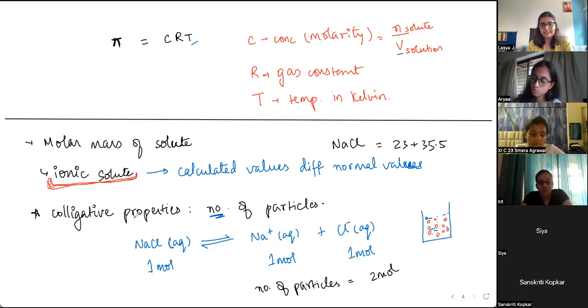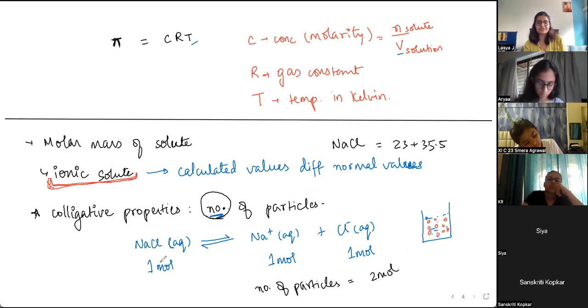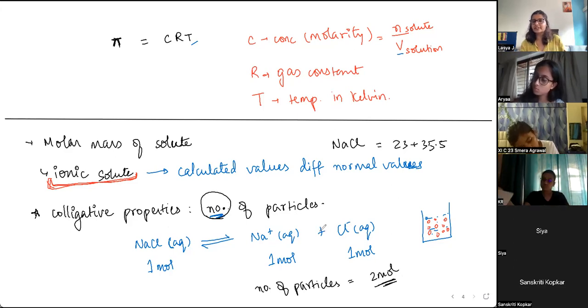Now, colligative properties depend purely on the number of particles. So if you're taking 1 mole into consideration in your calculations, that is not correct, because the number of particles technically is 2 moles. So all your calculations need to be modified based on what is actually happening in the solution. This is one example in which ionic salts are dissociating into individual ions. There's also a reverse case in which association takes place.